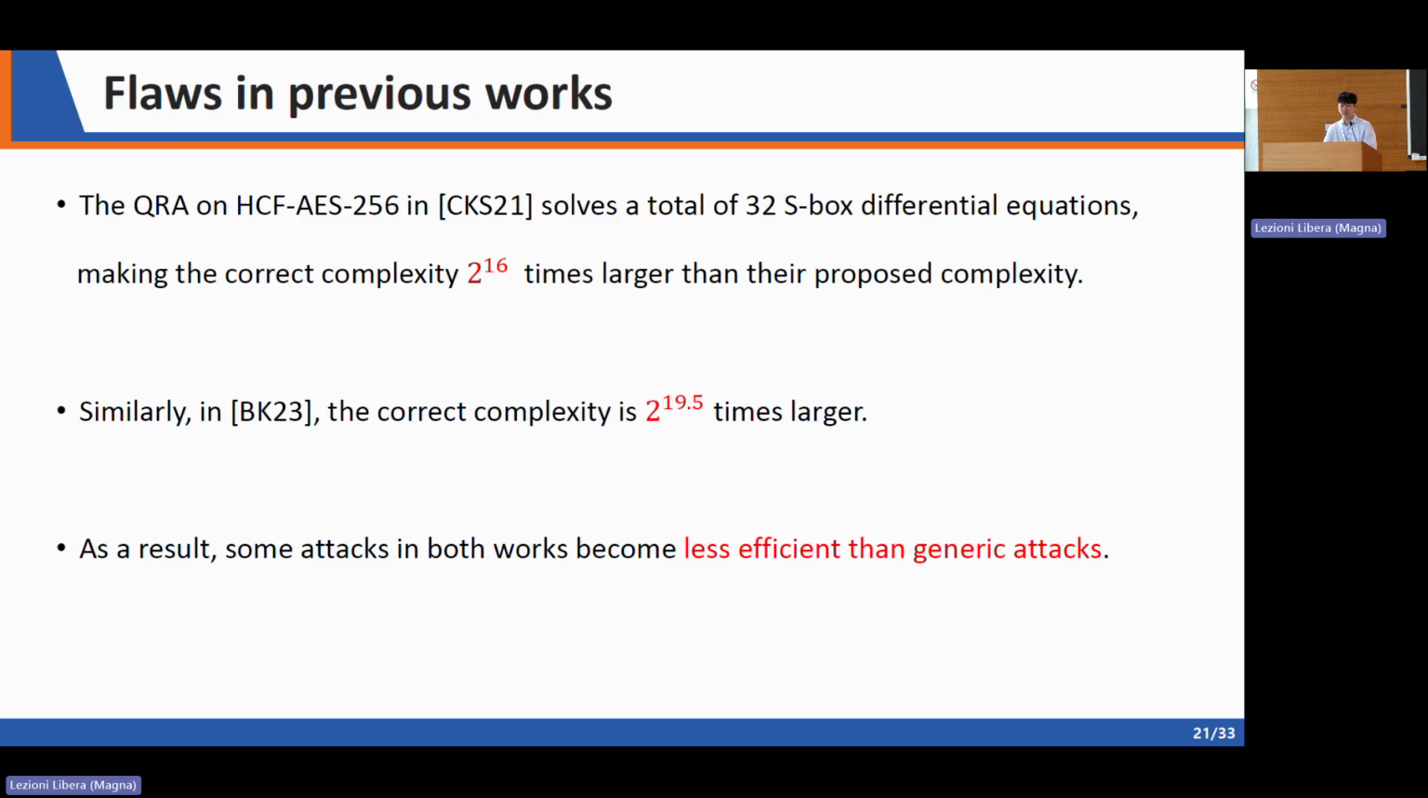So the quantum rebound attack on HCF AES solves 32 S-box differential equations in their attack, making the correct complexity 2 to 16 times larger than their proposed complexity. Similarly, for the quantum rebound attack on HCF ARIA, the correct complexity is 2 to 19.5 times larger than their proposed. And as a result, some attacks in both works become less efficient than generic attacks.